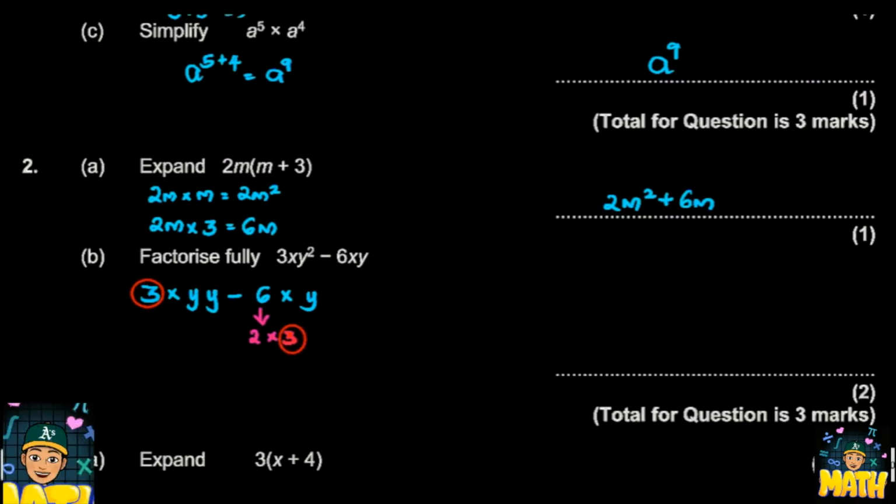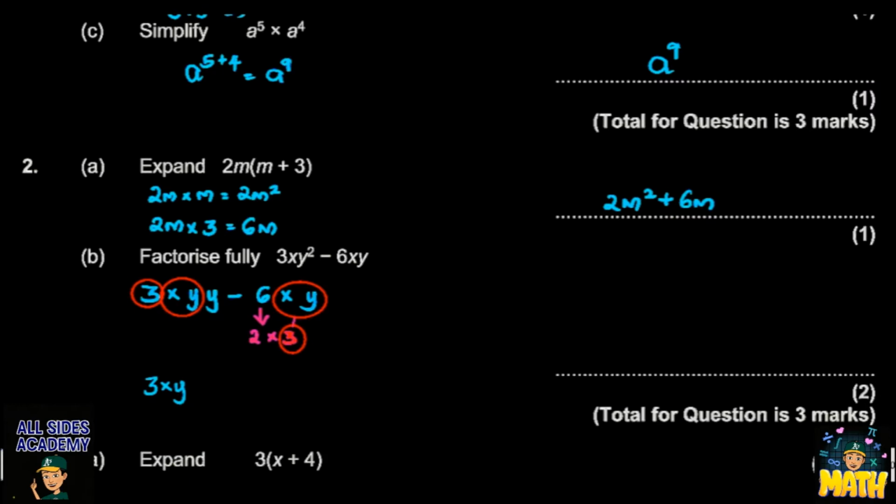Then we come to the letters. There's an x in the first term and an x in the second term, so I'll circle that. And the y as well is in the first term and in the second term. So I'll have 3xy outside the bracket, and then in the bracket I'll remain with y minus 2. You have to remember the 2 right there. So that will be our answer.